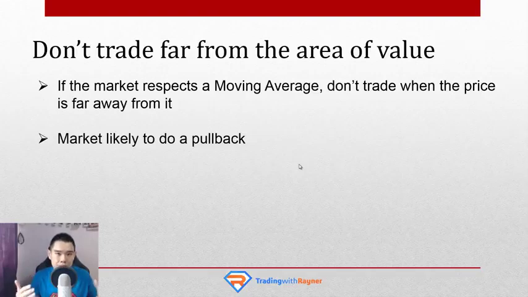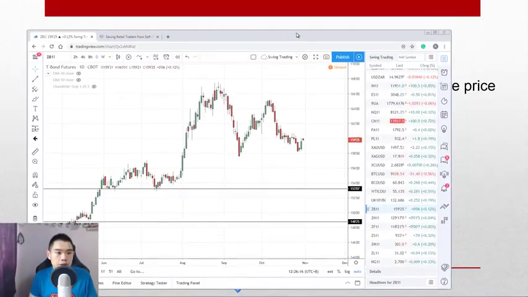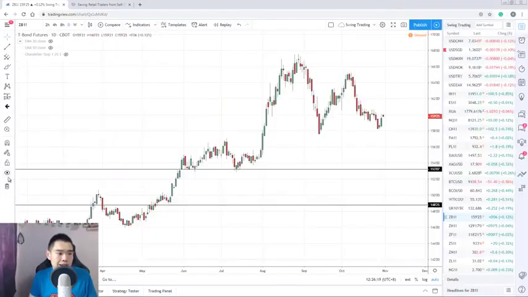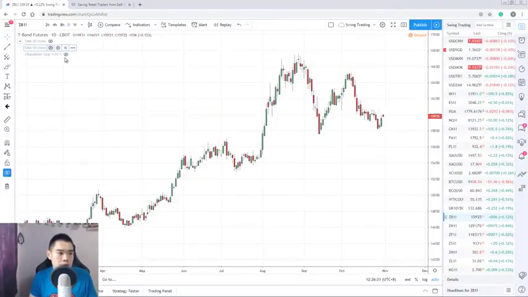So if the market respects a moving average, okay, you don't want to be entering when the price is far away from the moving average. That's because when the market is about to do a pullback, you probably get stopped out and boom, you get a loss. So let me share with you an example of what I mean by that. So look at this chart here. Okay, so let me just remove the lines and just pull out some moving average.